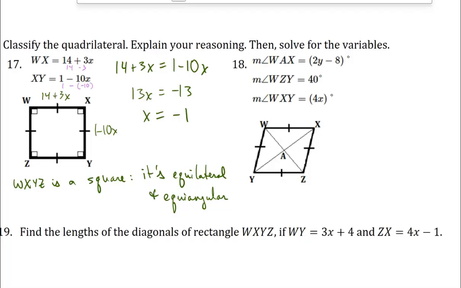All right, moving on, this one right here, all 4 sides are marked congruent, so this is a rhombus. I don't know that the angles are right angles, so I'm going to say, going in order, this one, the letters were alphabetic. Okay, WXZY is a rhombus because it's equilateral.